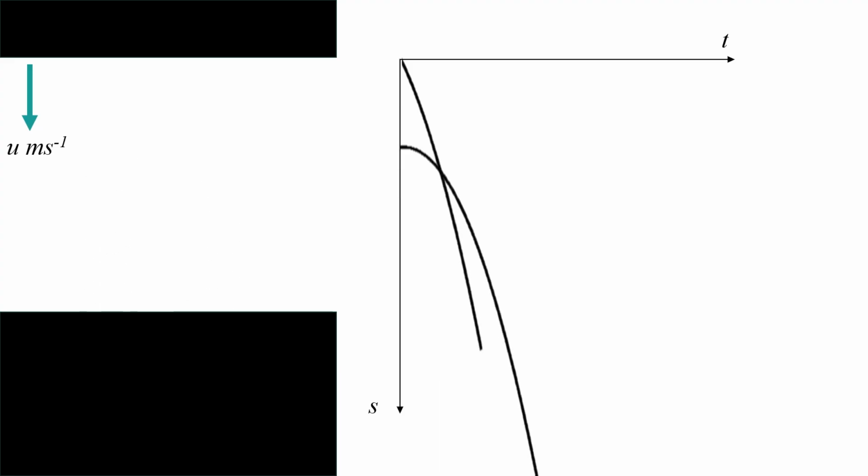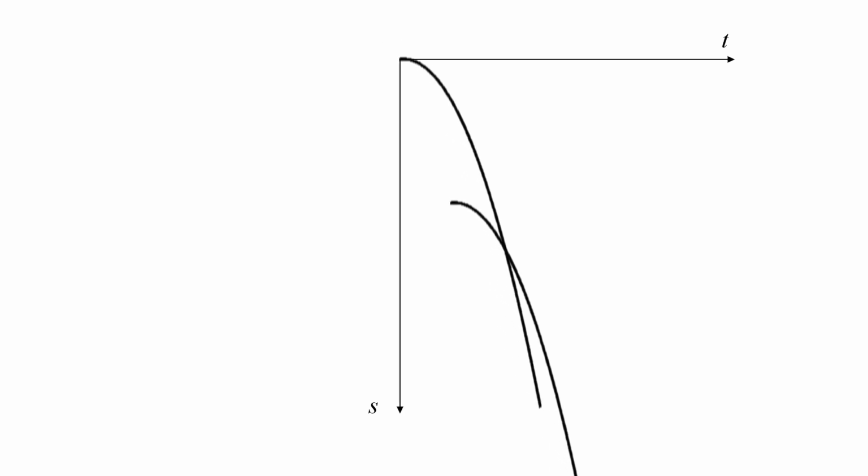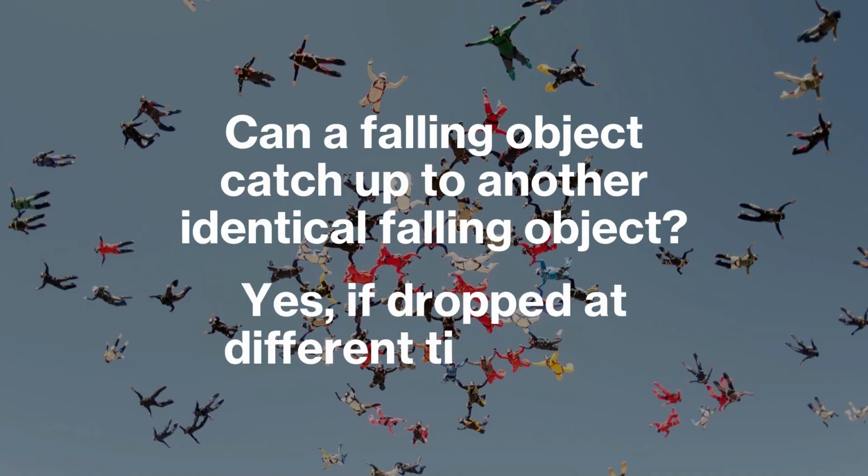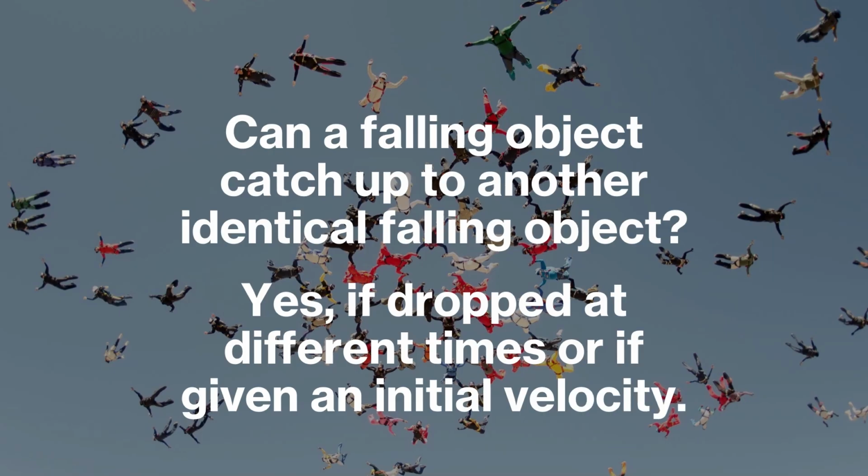Funnily enough, this scenario is somewhat similar to dropping them from different heights, as if we extend that first ball's path backwards in time, it's now identical to if we had just dropped it earlier. So, giving an object an initial downwards velocity can be mimicked exactly by just dropping it at an earlier point in time, just like the previous scenario. So in conclusion, can a falling object catch up to another identical falling object? Yes, if they are dropped at different heights and times, or if given an initial velocity.